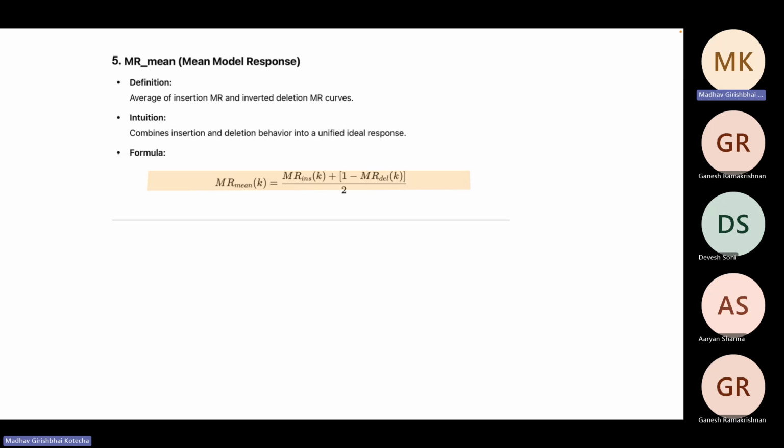And this is the MRE, which is basically taking the model response for the insertion test and the model response for the deletion test. We are putting 1 minus because while creating the model response for deletion, we have reversed the ordering. So that is why there is 1 minus.